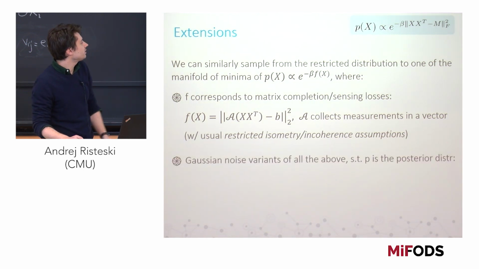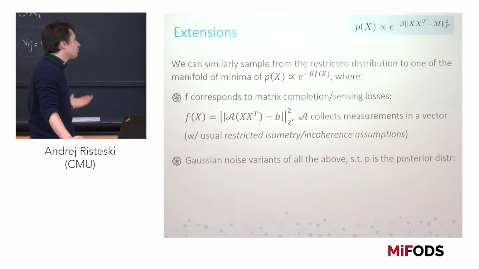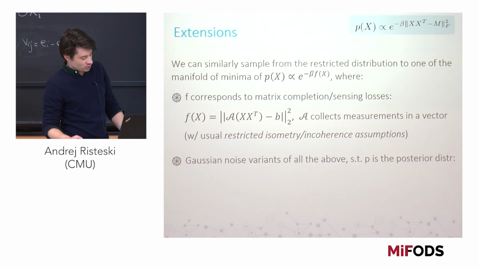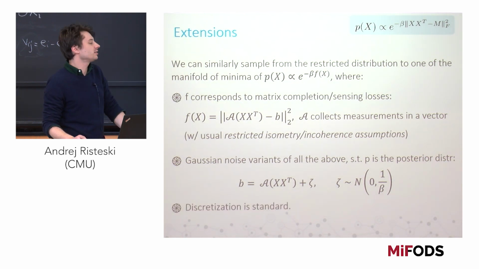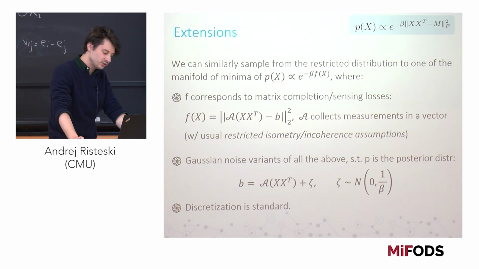You can have the statistically meaningful version of this, where you have a Gaussian noise version of the above. And what I mean by that is the way that you're getting these B's is by injecting Gaussian noise with the appropriate scaling, such that this P of x that we're sampling from is the posterior distribution over x in this model. And as Philippe asked, the discretization here is fairly standard, so everything that I said you can also do for the discrete version of the chain. There's nothing complicated going on there.